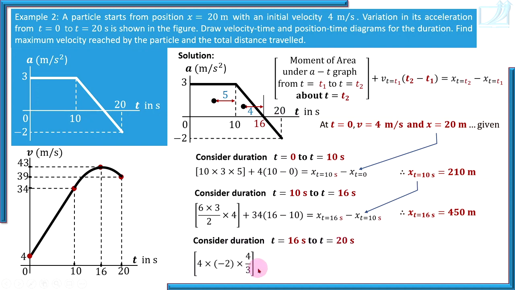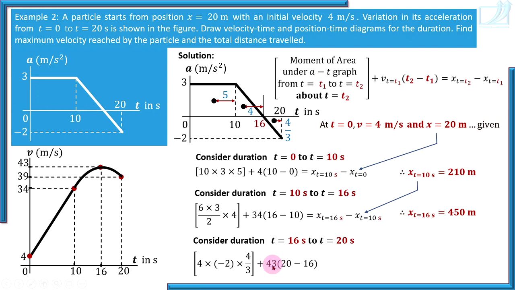Moment of area. So area is 4, that is the base, 16 to 20, that is 4. Height is minus 2. Here it is acceleration. Take care of the negative sign. Into 4 by 3. How come 4 by 3? Base is 4 and the centroid lies at a distance 4 by 3 from the vertical edge. So this distance is 4 by 3.